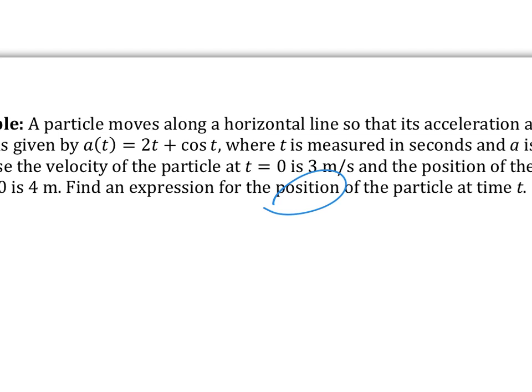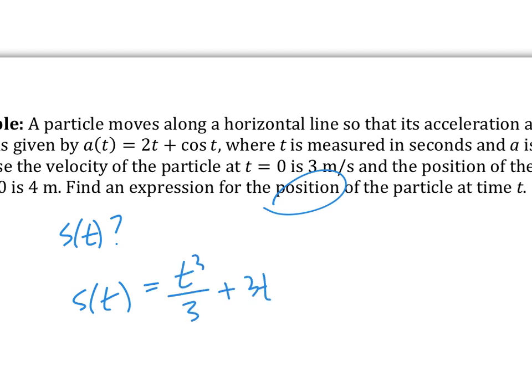So let's just kind of review. So go ahead and figure out what is the position formula. Let's call it S of t. So go ahead and do that. Let me know when you're done. Okay, so S of t is equal to t cubed over 3 plus 3t minus cosine t plus 5.